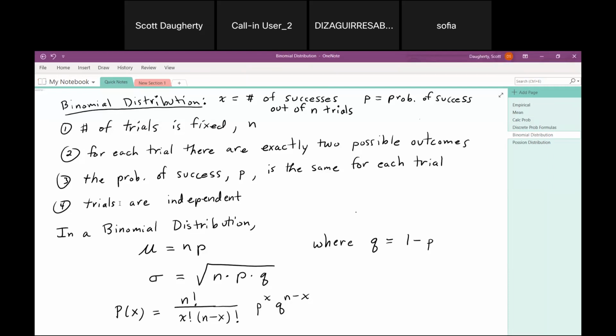They're independent of each other. They have no effect on each other in any way at all. And so as long as you have these 4 conditions, then our discrete distribution actually is a special case called a binomial distribution. And then you'll notice at the bottom here, we'll be able to calculate the mean of the binomial distribution and the standard deviation of it with these formulas. And we'll talk about these more in a second.